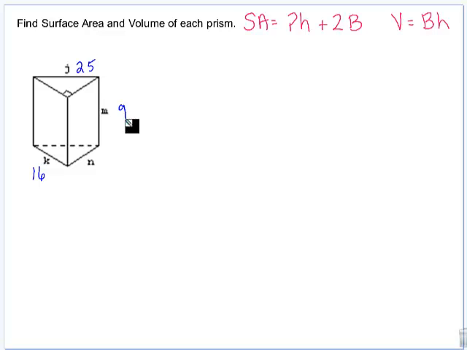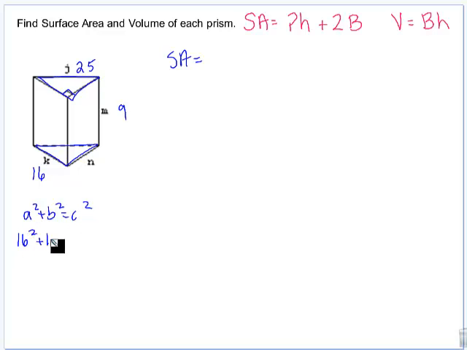So what we need to do is we're going to find the surface area first. We need to find the perimeter of our base. Well, our base is the triangle, because our two triangles are the two parallel sides, and we need to find the perimeter. Notice the right angle. Since that is a right angle, we can then find the third side. A squared plus b squared equals c squared.